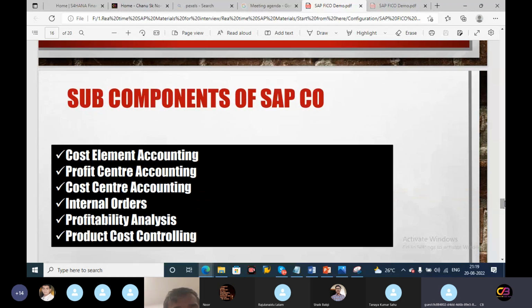What are the subcomponents of the SAP CO module? Cost Element Accounting, Profit Center Accounting, Cost Center Accounting, Internal Orders, Profitability Analysis, and Product Costing. So these are all SAP CO submodules.